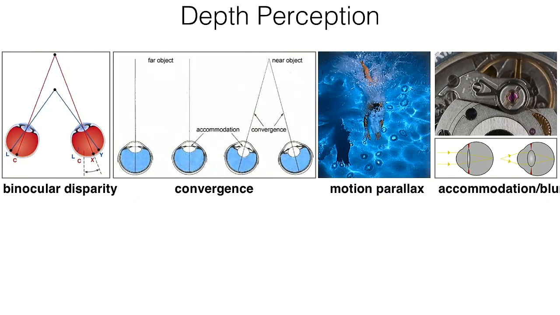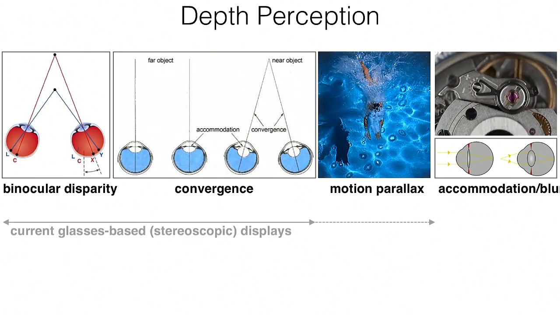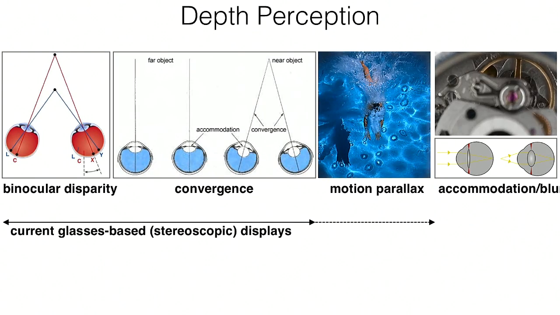So let's see where we are in the VR game, what can we support right now. Current generation VR displays, or stereoscopic displays, can support these first two. Actually, you wouldn't really be called a VR display if you couldn't support these first two, binocular disparity and convergence. This is just displaying the correct stereoscopic stimuli on the displays, which I'll actually show you how to do in the following section.